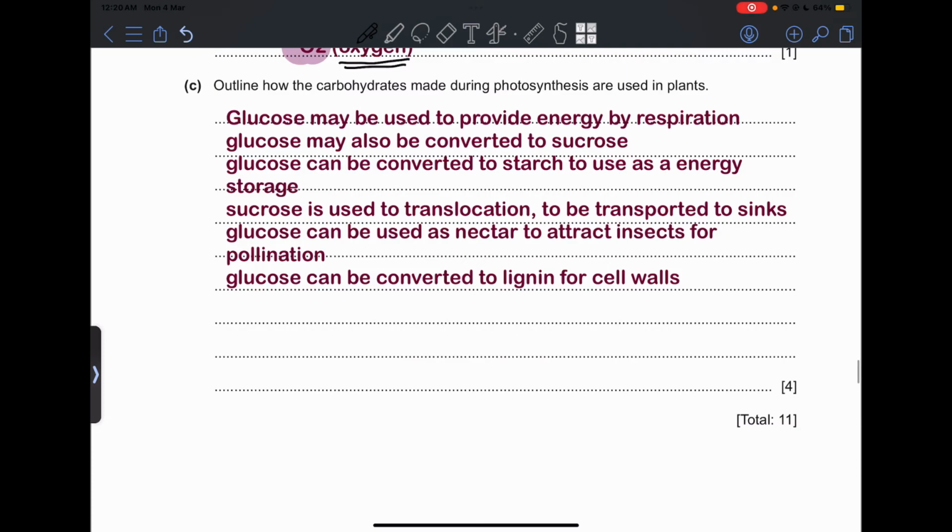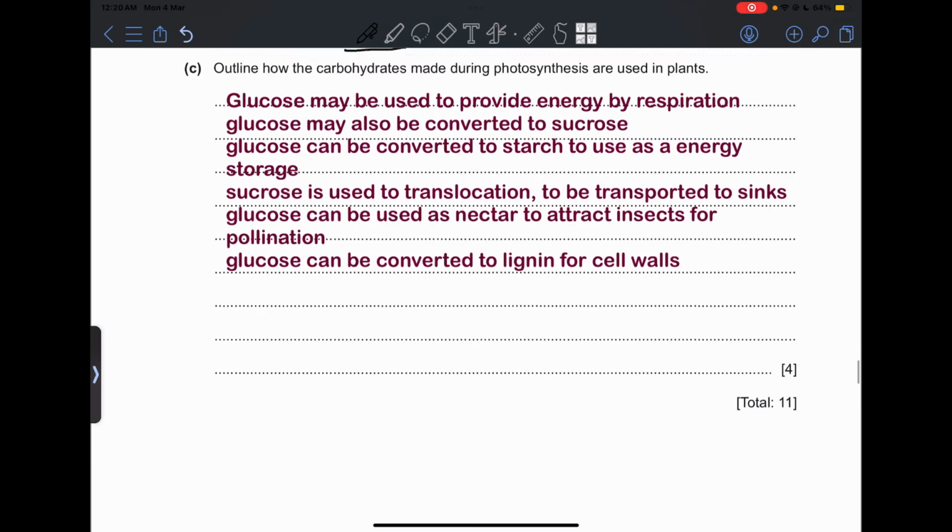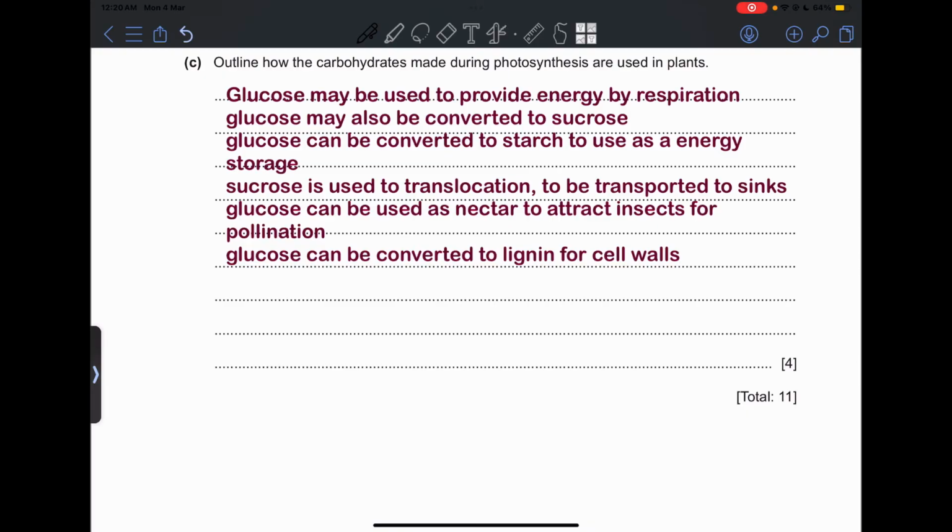And glucose can be used as nectar. Nectar is used to attract insects for pollination. And glucose can be converted to lignin for cell walls. So there's a lot more uses, but these are mainly the uses that come up.